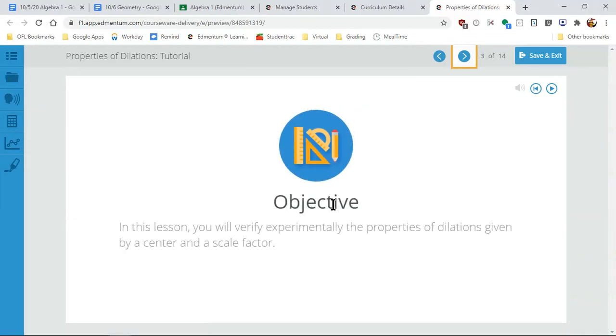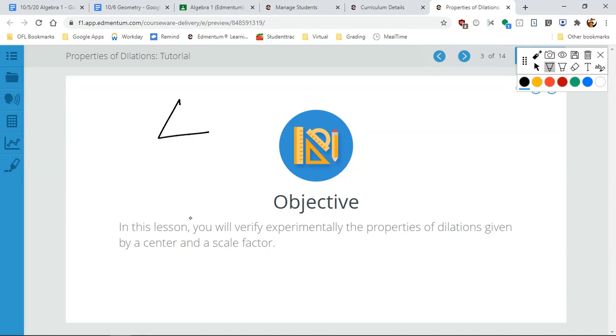Properties of dilation. So in this lesson, we're going to verify experimentally. Experimentally just means we're going to verify it using GeoGebra. That's all it means. Properties of dilation given the center and scale factor. So in dilation, we know it as something getting bigger or smaller, but the way we're able to do that is this idea that, let's say we have this triangle, there has to be a center of dilation, in which case the distance becomes bigger or smaller.